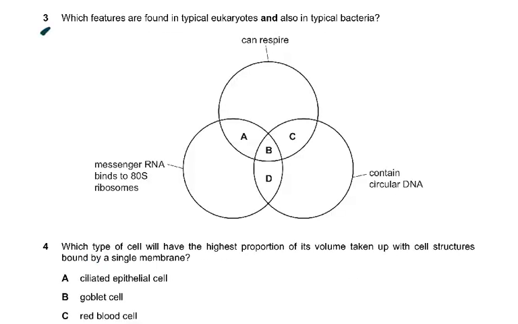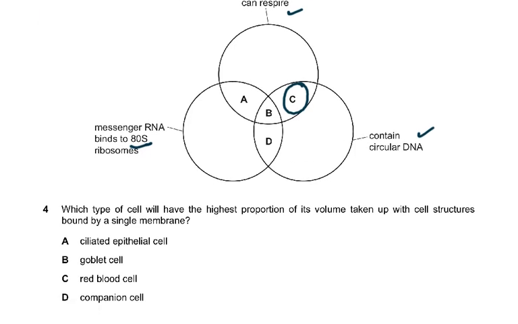Question number 3. Which features are found in typical eukaryotes and also in typical bacteria? Can respire? Yes, bacteria can respire. Contain circular DNA? Yes. So that's why the answer is C. Bacteria do not have messenger RNA binding to 80S ribosomes. 80S is only present in eukaryotes, not in bacteria which are prokaryotes. So 80S is not common to bacteria. So this one was wrong.